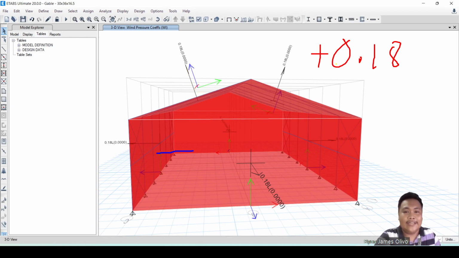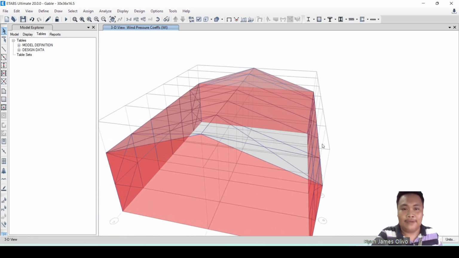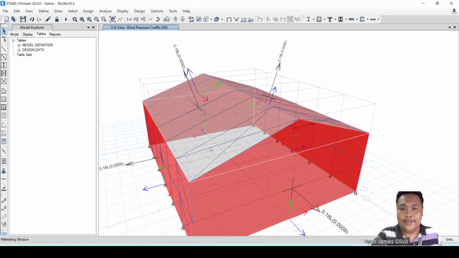So only the internal pressure is right, no? Unlike the external pressure earlier, we need to flip the sign so that it will account, no? So anyway, I know that you understand what I'm talking about, no? So here, this is the time we do our load cases.